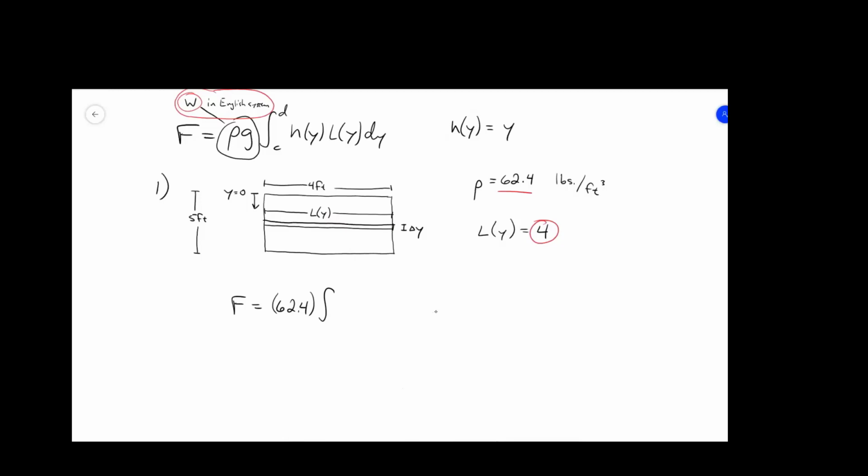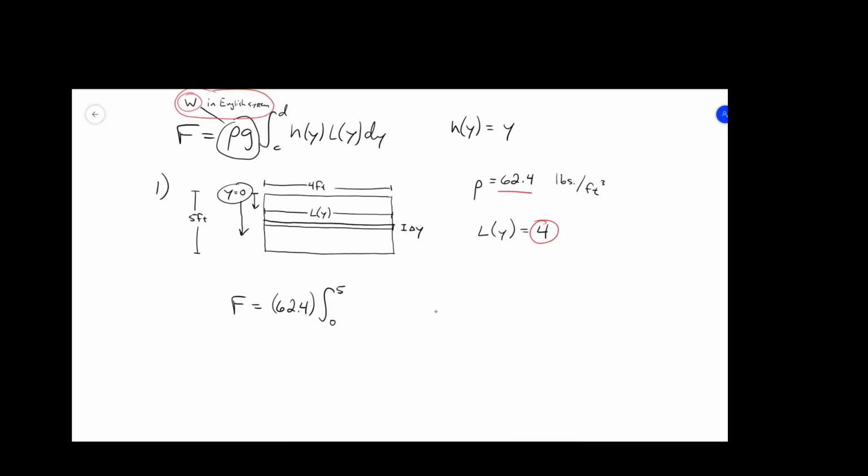Okay, then for the bounds of the integral, we're going to start at 0. Again, remember that y equals 0 is actually the top, and then we say that increasing y is this way. And so we're actually integrating from the top down to the bottom, where the top is the lower bound and the bottom is the upper bound. And so that means that we're going to integrate from 0 to 5.